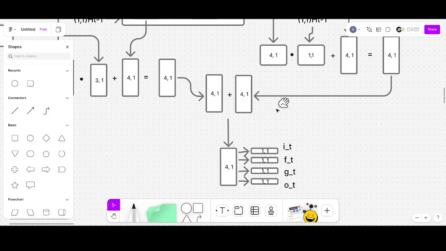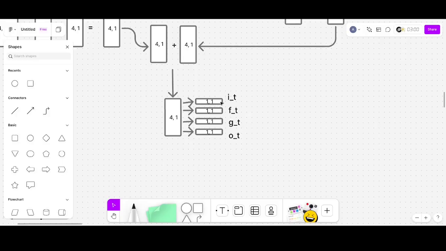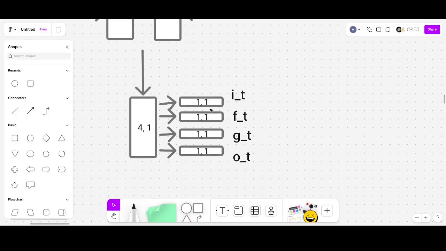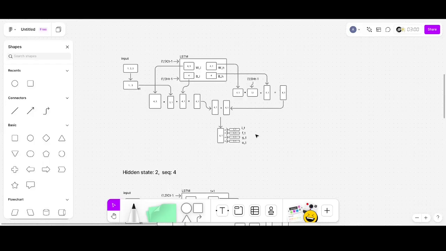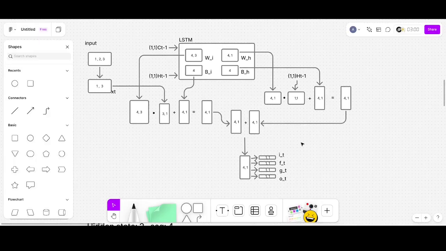I did not know I could do that. Basically you get a final matrix of 4 by 1, and then that 4 by 1 gets divided into the equations i, f, the gate g, and the gate o for further processing. Now this is just for hidden state 1.